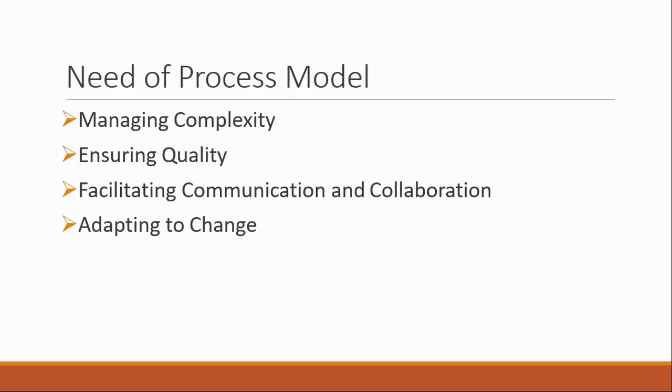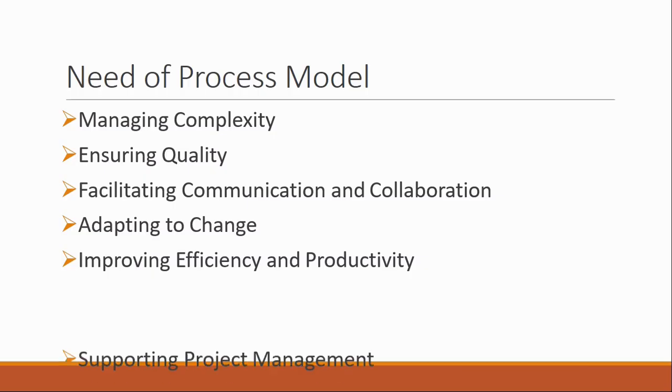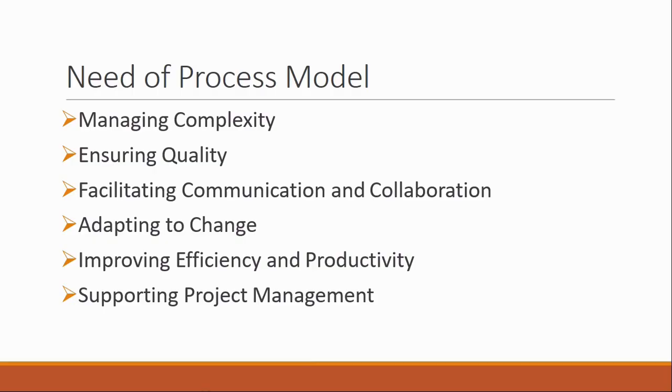Okay, and next one is adapting to change. When we use a process model, it is easy to track changes, what exactly the changes are that we need in the system. Then next we have improving efficiency and productivity. If you have proper planning, proper execution, estimation, and schedule, then by default your product is efficient and productive. Then next we have supporting project management and cost and schedule control.